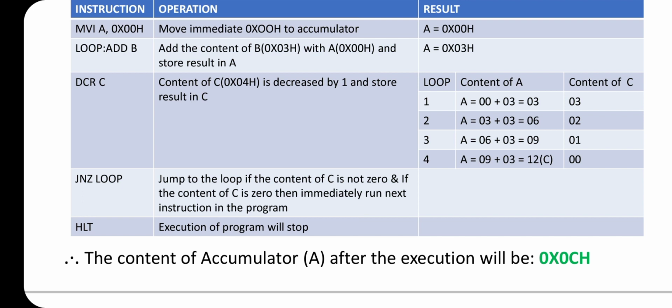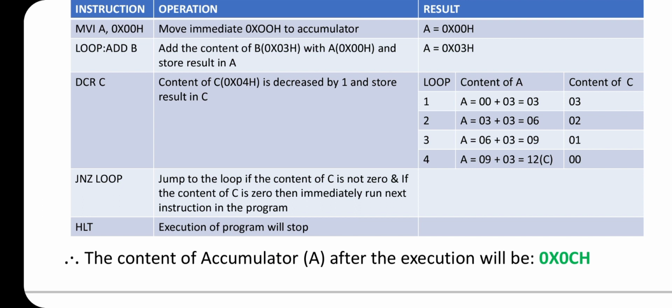Here is how the loop works. In the first loop, the content of A is 00 plus 03, so the content of A is 03 and the content of C is 3. In the next loop, it will check whether the content of C is 0 or not. At that time the content of C is 3, so we will again continue the loop.